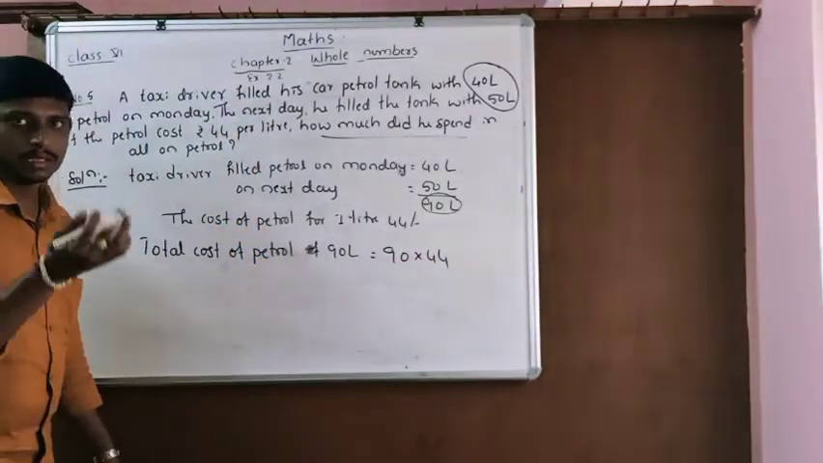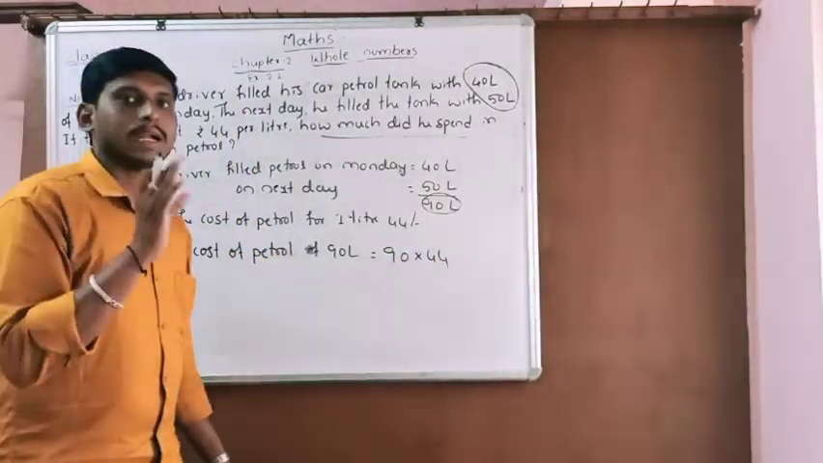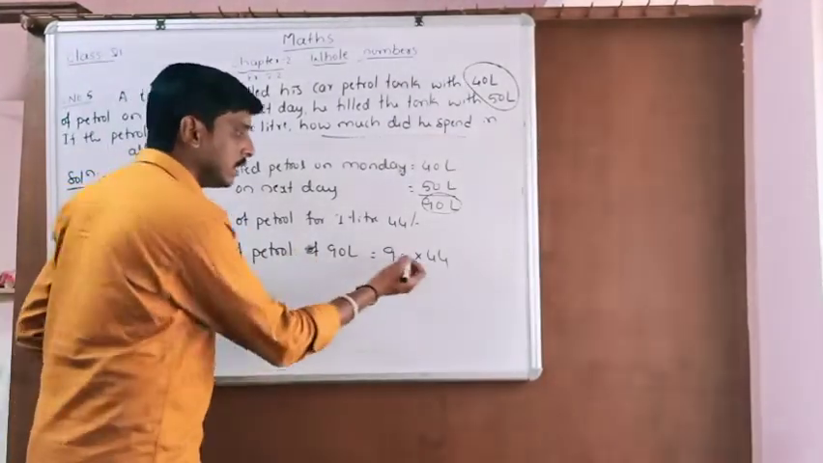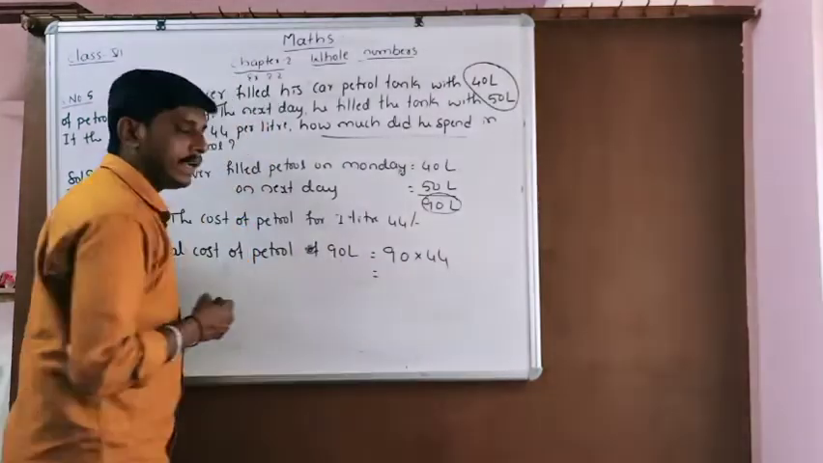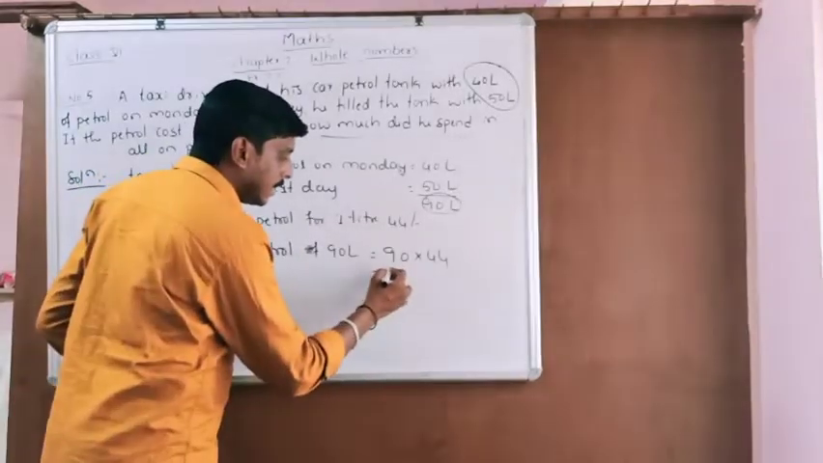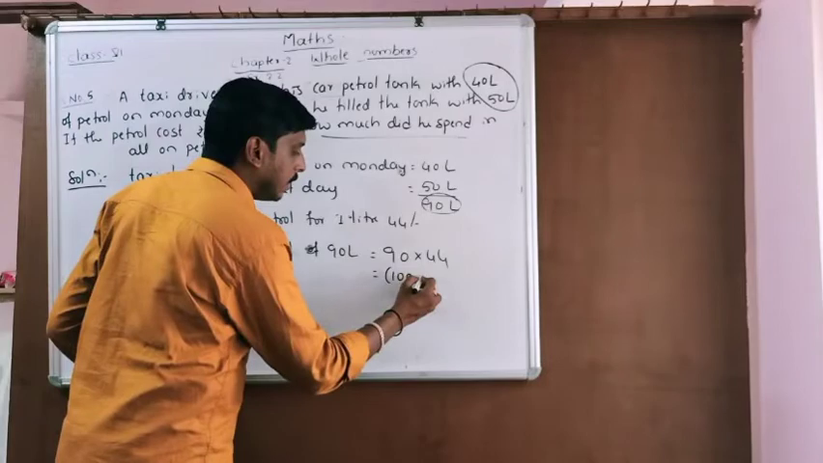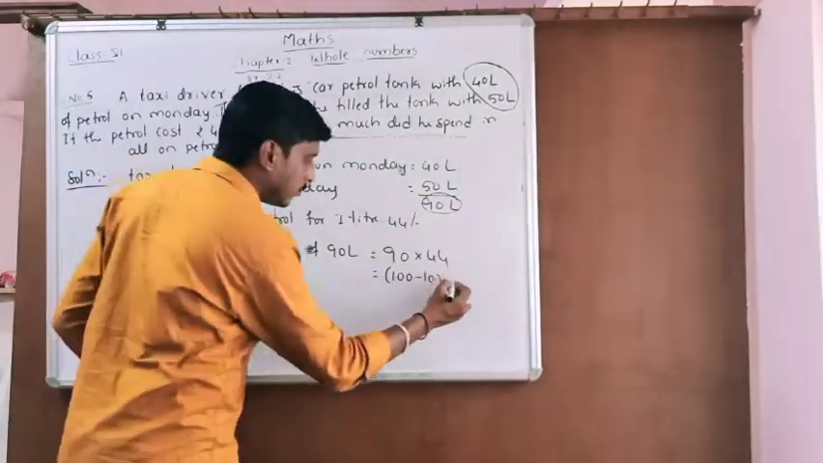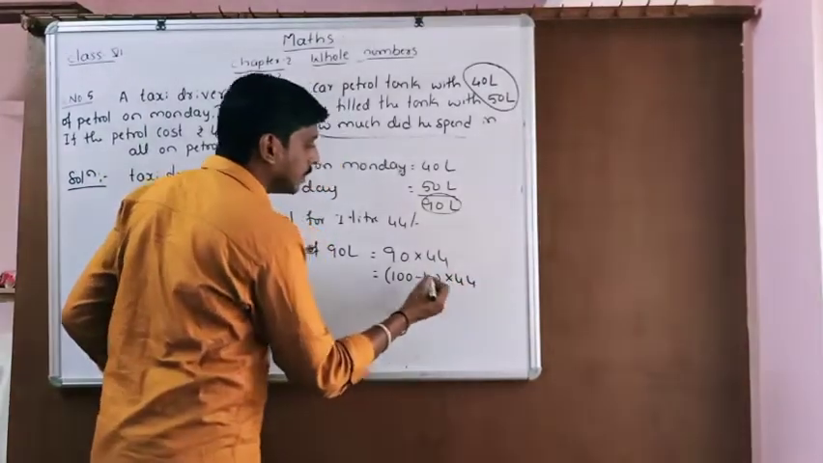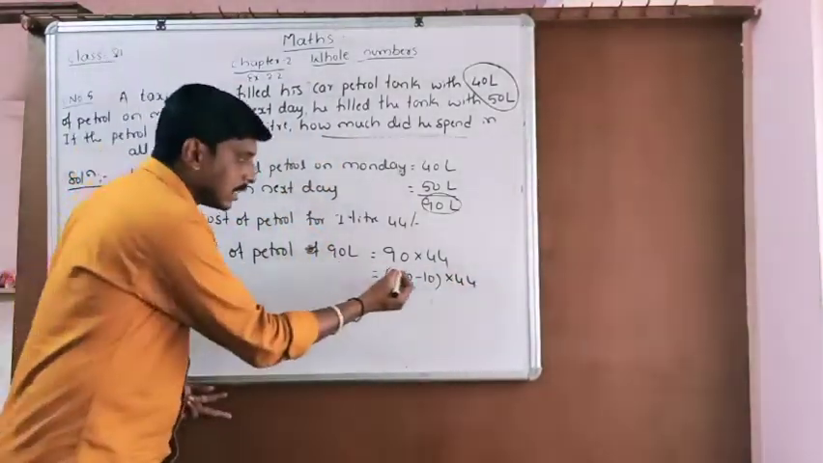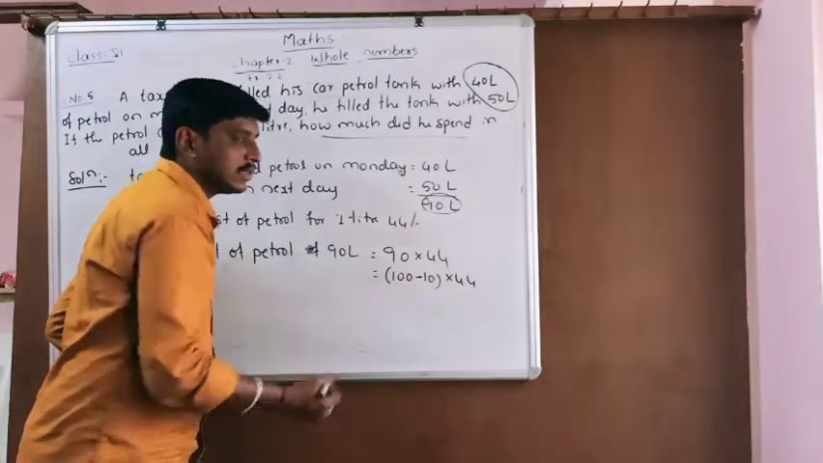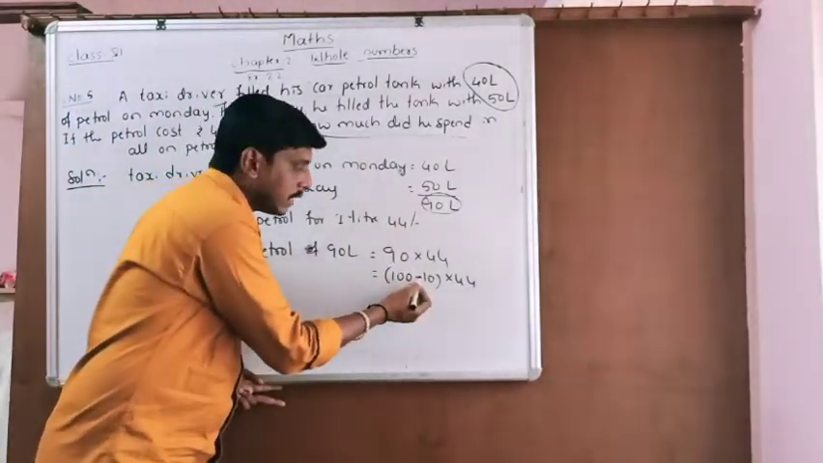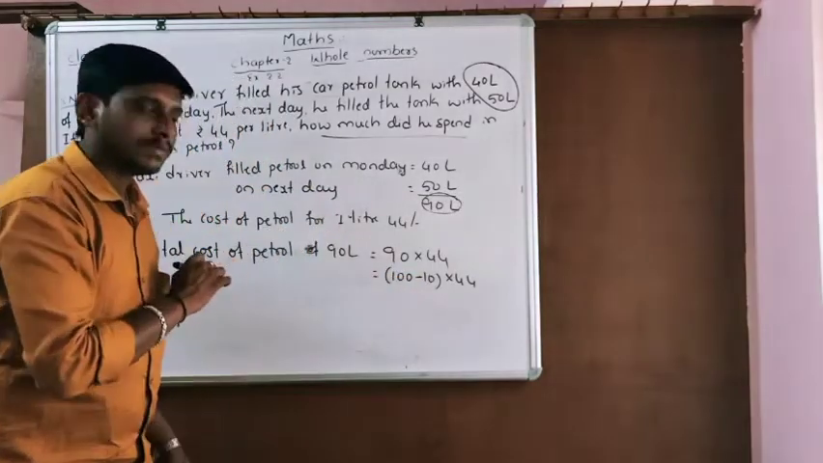In the previous question I told you, the nearest 100 number you can split using the distributive property. It's a very simple calculation. 90, how to write? I will write 90 can be written as 100 minus 10. 100 minus 10 is nothing but 90. And this 44 as it is. Now it is a distributive property. Over which sign is there? Subtraction. If it is plus, distributive property over addition. If it is negative, distributive property over subtraction.